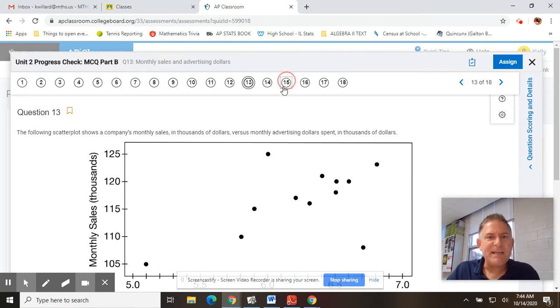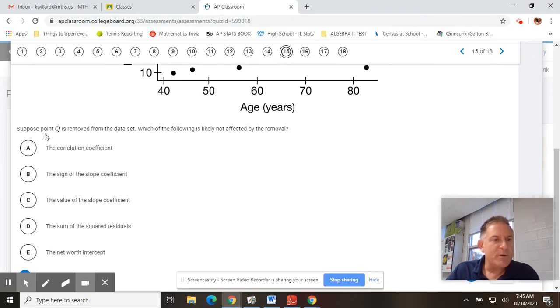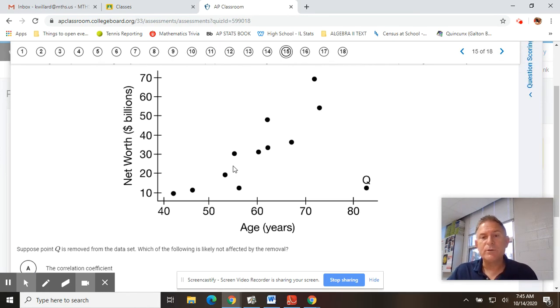Skip to 15. Just going to do a couple more. 15. The following scatter plot shows the ages of 12 of the wealthiest people in the world. As people get older, they tend to be worth more, at least the super wealthy people, except for this person. Suppose point Q is removed, which is likely not affected? Good question. So if we took out Q, oh boy.